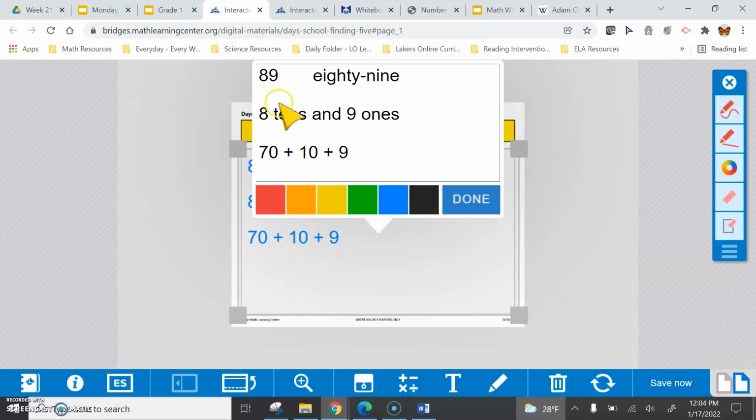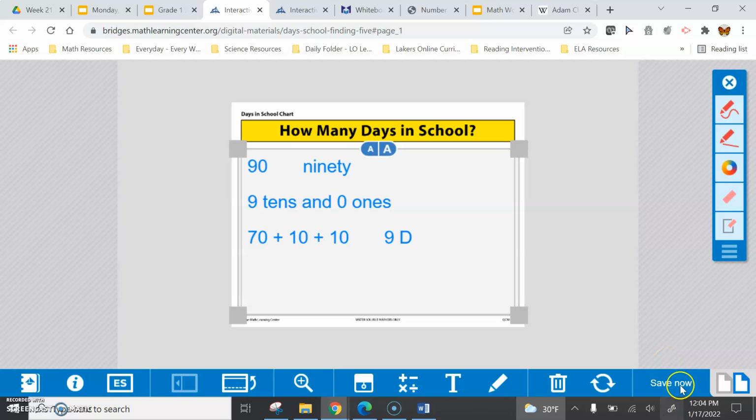So we'll change our information here and make it 90. We'll change our number word. We have 9 groups of 10 and 0. Just 9 groups of 10. And then it could become 70 plus 10 plus 10. Or we could even put, you ready for this? 9 dimes. D for dimes. 9 dimes. And all of those are different ways to make the number 90.